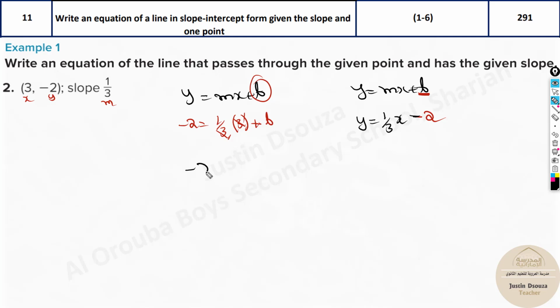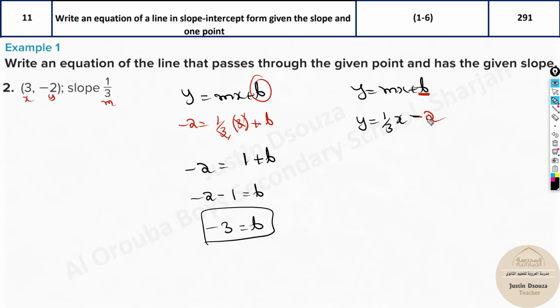So minus 2 equals 1/3 into 3 is 1. It's not multiplication, it's 1 plus b. Now take this 1 to the other side, it'll be minus 2 minus 1 equals b. The answer is minus 3 equals b. What I had written, minus 2, is wrong. This is the correct answer.